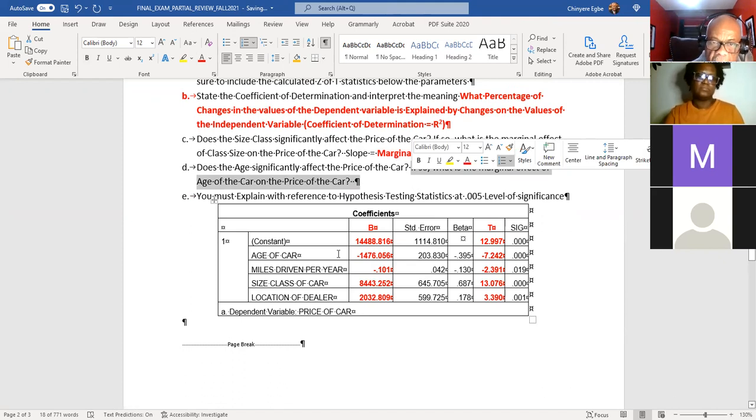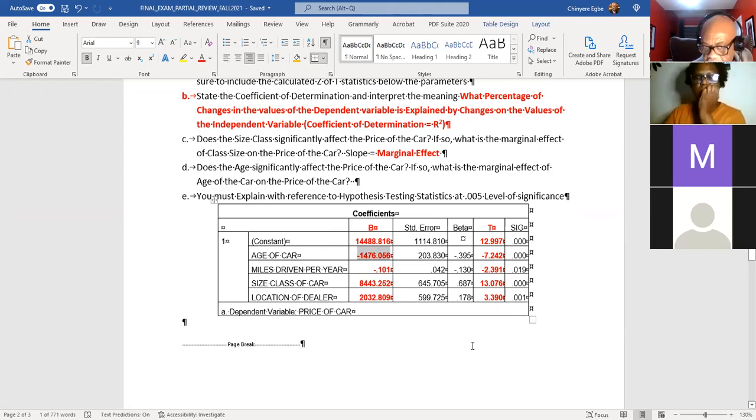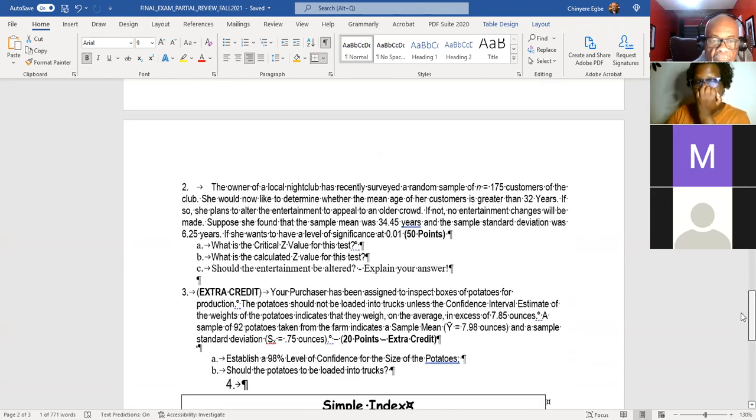Of course, you test your hypothesis first to see if there's a significant effect. And then you will point out to me that, yes, the age of the car has a significant effect. And that's assuming that you reject the null hypothesis, that for each additional year on the age of the car, the price reduces by 1,476. That is what I expect you to say. Okay. So that is for that kind of problem.